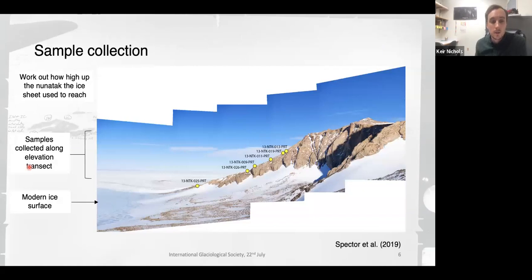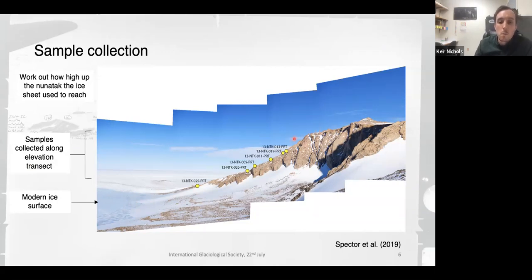So this is a lovely picture from another recent study, which I think is a good way of demonstrating how these studies work. So you have a mountain called a nunatak that's poking up out of the modern ice sheet in Antarctica. And the idea is that we want to work out how high up this mountain the ice sheet used to be in the past.